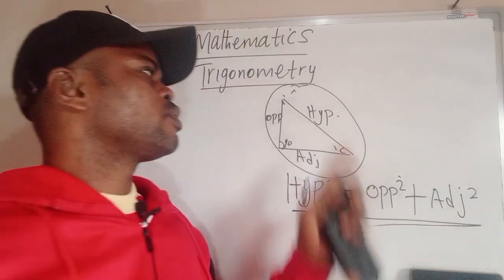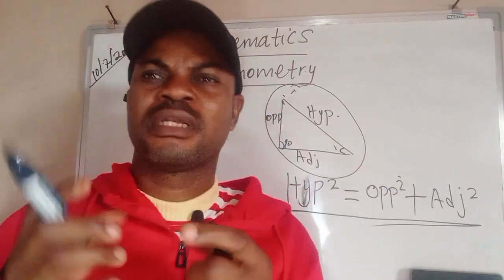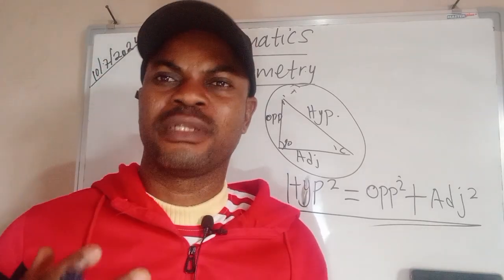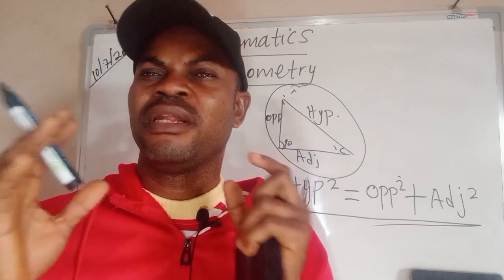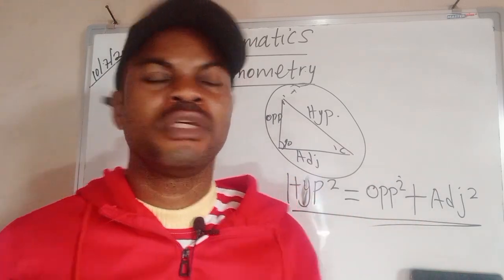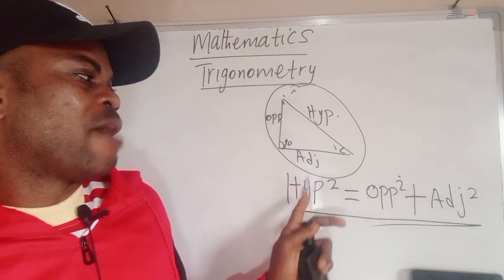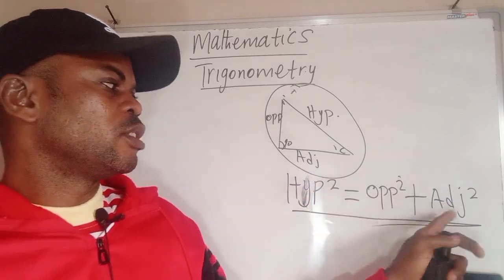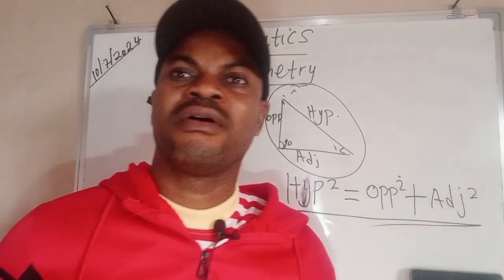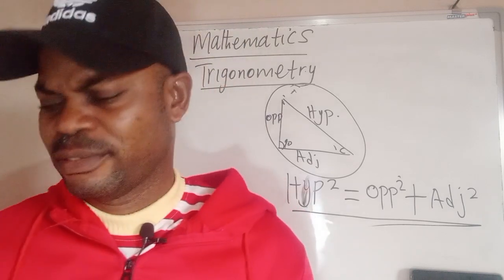This can be used to resolve all right angle triangles, such that when you are given a triangle, the first thing that comes to your mind is to observe the triangle closely. Immediately you detect that it's a right angle triangle, straight away, the solution to it is Pythagoras' theorem. The square of hypotenuse is equal to the sum of the square of the opposite and the square of the adjacent. Now, what comes to mind?